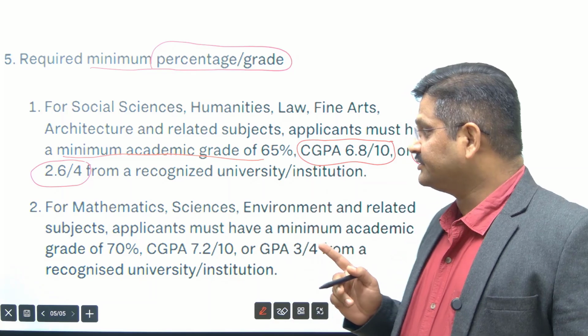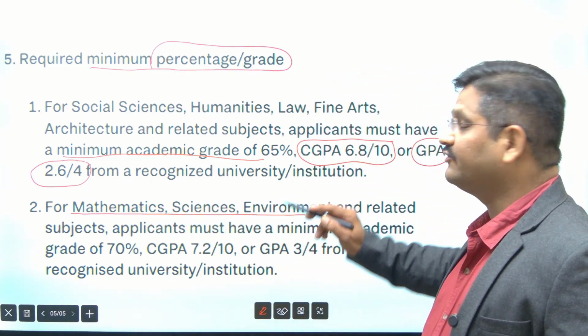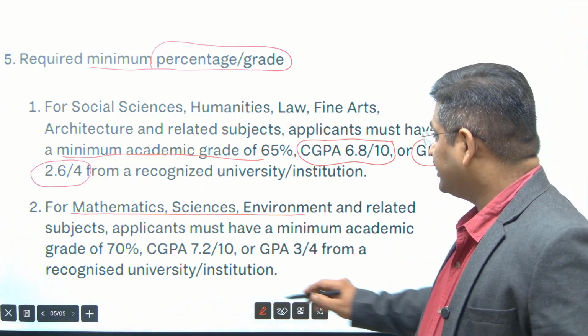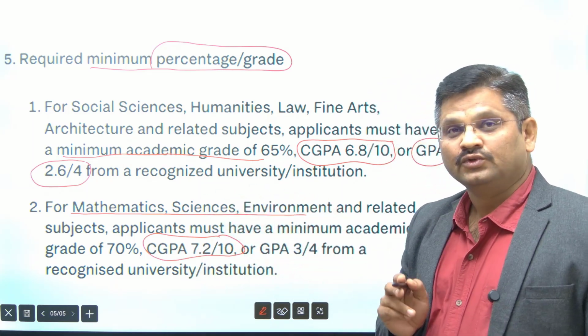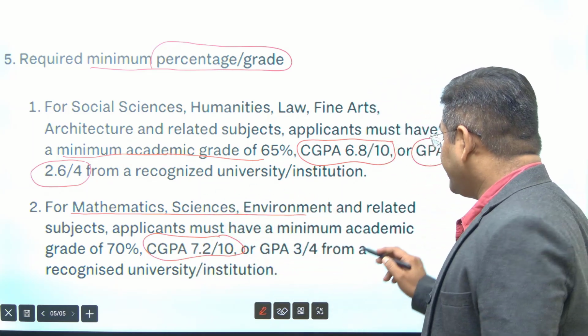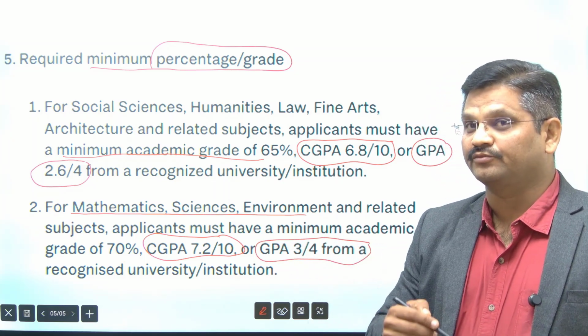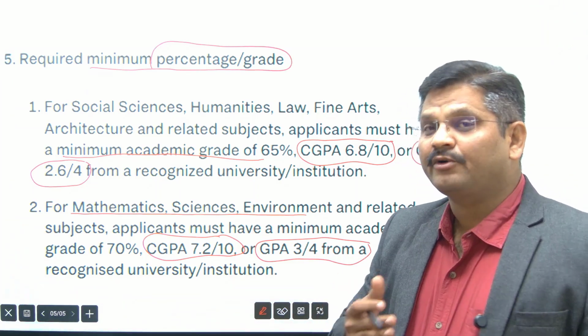The same things are mentioned for some subjects. If the students want to apply for mathematical science, the CGPA needed in that course is 7.2 out of 10. In case of the GPA for the particular subject, it is 3 out of 4. Now, this is the main important criteria.